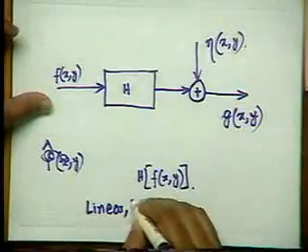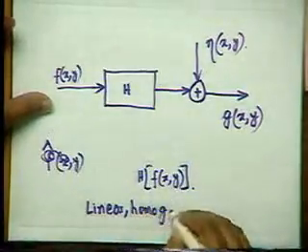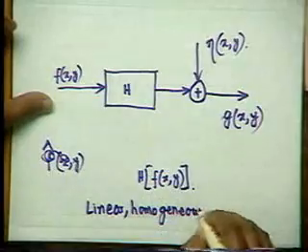The second assumption which we are making is that the system is homogeneous. So it is a linear, homogeneous system. And what is the definition of homogeneous? If instead of f(x,y), we take some constant k multiplied by f(x,y) and apply the operator h on that, then h operated on k times f(x,y) will be the same as k multiplied by h operated on f(x,y) alone. That is the principle of homogeneity which we will make use of.